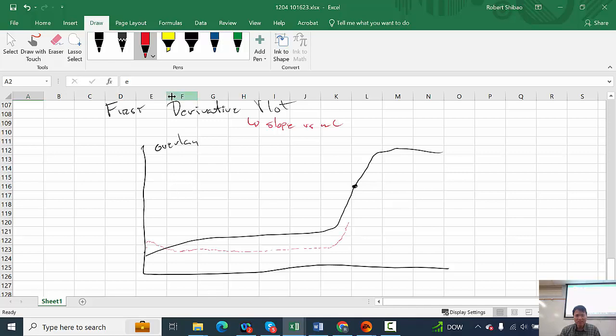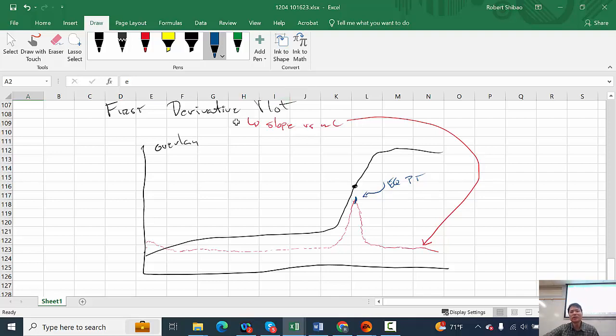Then the slope is going to peak here, at the inflection point. It peaks, and then the slope starts to decrease again, and then it's going to go flat. So we're going to see this peak here in the first derivative plot. We can make it bigger. I made it kind of smaller, but that's basically it. The equivalence point is going to correspond to the very peak of this. That's going to be the equivalence point.